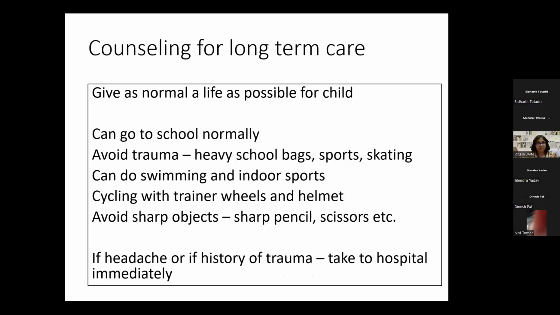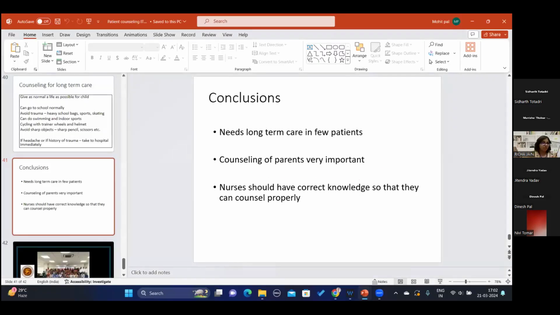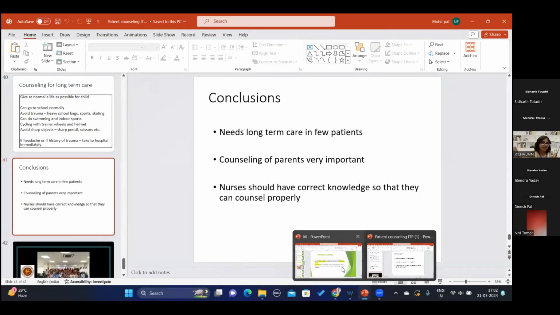Give as normal a life as possible for the child. The child can go to school normally. Avoid trauma, heavy school box, sports, skating. The child can do swimming and indoor sports, cycling with trainer wheels and a helmet. Avoid sharp objects, sharp pencils, seizure, etc. If there is headache or a history of trauma, take the child to hospital immediately. Before going to the conclusion, I want to show some more slides.